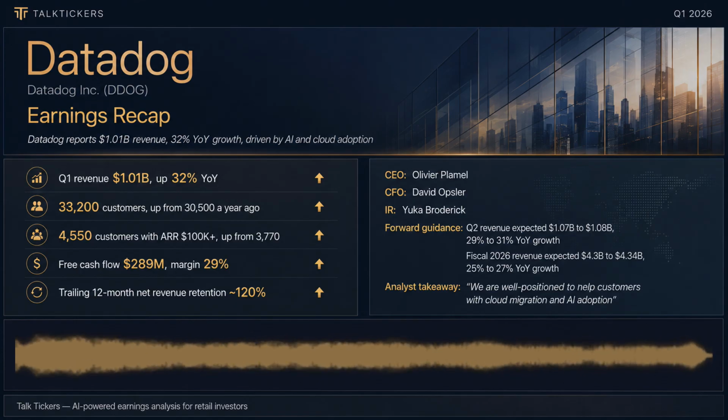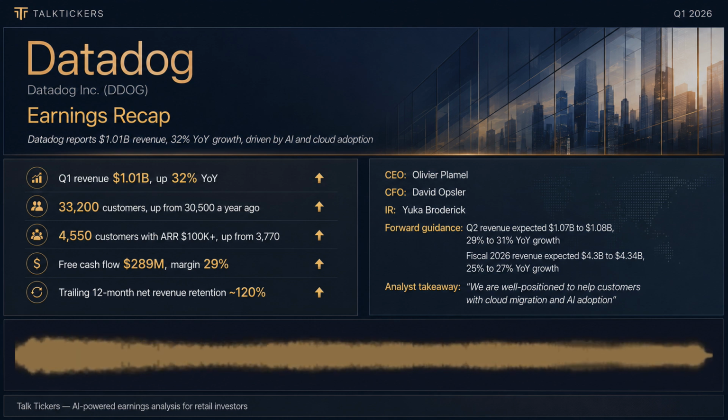But as investors, we know that historical data, no matter how pristine, is only half the equation. The market is entirely forward-looking. A massive Q1 performance only matters if it sets the stage for an even larger Q2 and beyond, so we have to rigorously analyze the management guidance. Right. Let's transition to Section 3. How did CFO David Opsler and the management team frame the expectations for the rest of 2026?